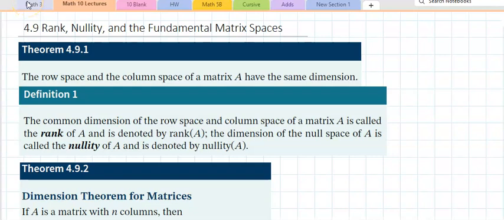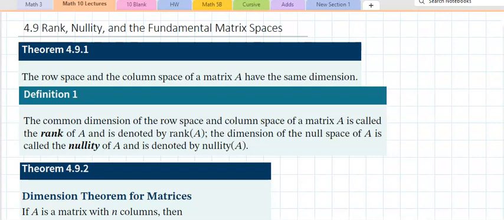Section 4.9 talks about rank, nullity, and the fundamental matrix space. We're going to focus on rank and nullity for the most part in this case. Let me start with some definitions. Let's make sense out of those.